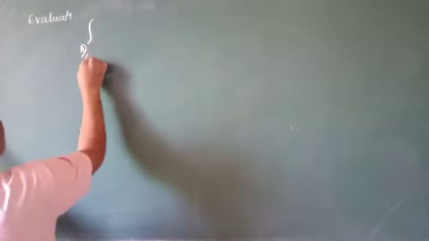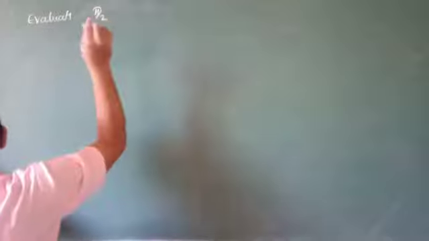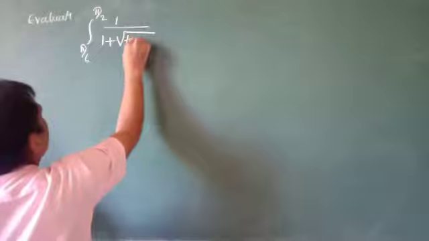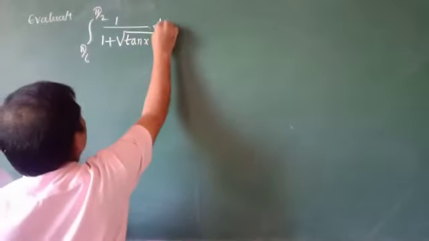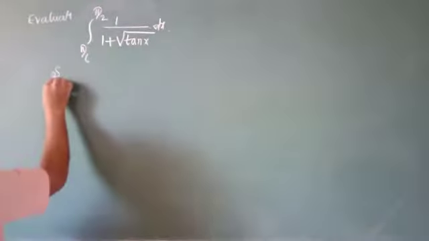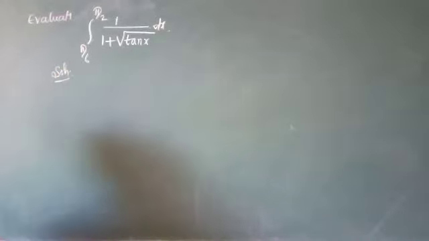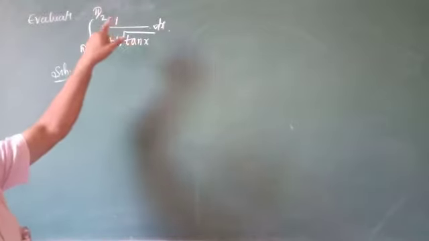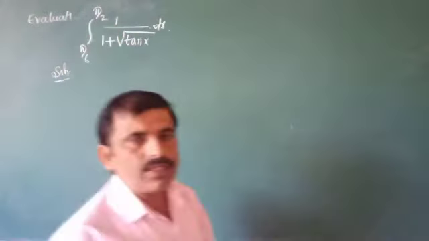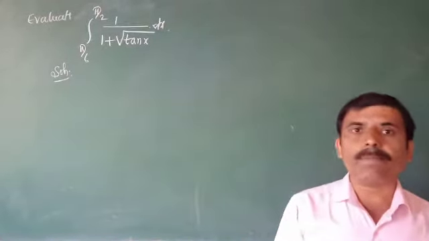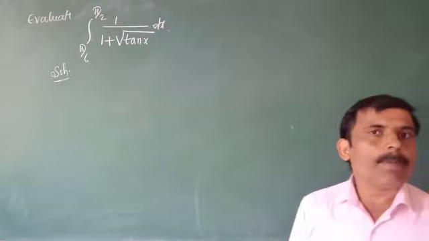Next one is another problem: the integral from pi by 6 to pi by 3 of 1 divided by 1 plus the square root of tan x, with respect to x. The solution of the integral from a to b of 1 divided by f of x with respect to x equals f of a plus b minus x. That property applies.